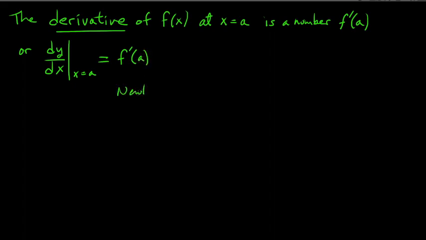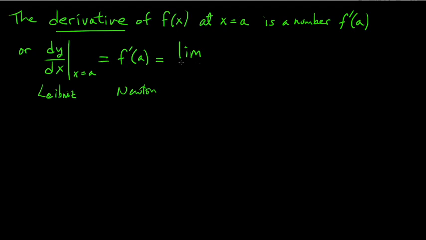So this is Newton's notation, and this is Leibniz's notation, and we're going to go back and forth. You should get accustomed to both notations here. We're going to use both. Okay, so what is the derivative? Well, it's a limit. This is why we spent a whole chapter on limits. The whole idea of a derivative involves the notion of a limit, right?